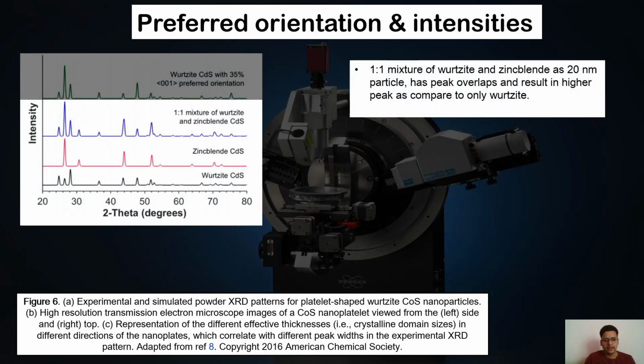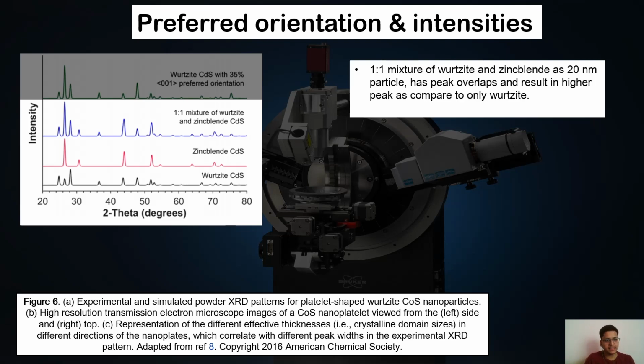Now in the cobalt sulfide nanoparticle example, what we are trying to do: the wurtzite CdS has some peaks, and the zinc blende CdS will have some other peaks, and those peaks are totally different. But you can see if you combine zinc blende with wurtzite, the blue one will have some peaks that resemble zinc blende, and some peaks that resemble wurtzite.